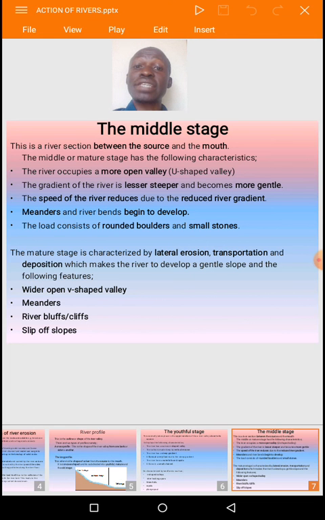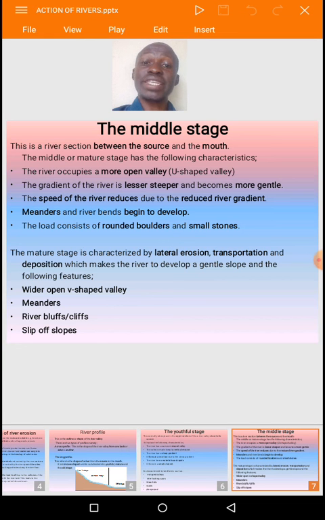Then there are meanders. River bends start to develop. Remember, in the youthful stage, it is a straight or more straight flow of a river. But here we have meanders. It's like a human being will start having some bending, but we don't see young people bending. So meanders start developing. Then the load consists of rounded boulders and small stones. What is being carried?